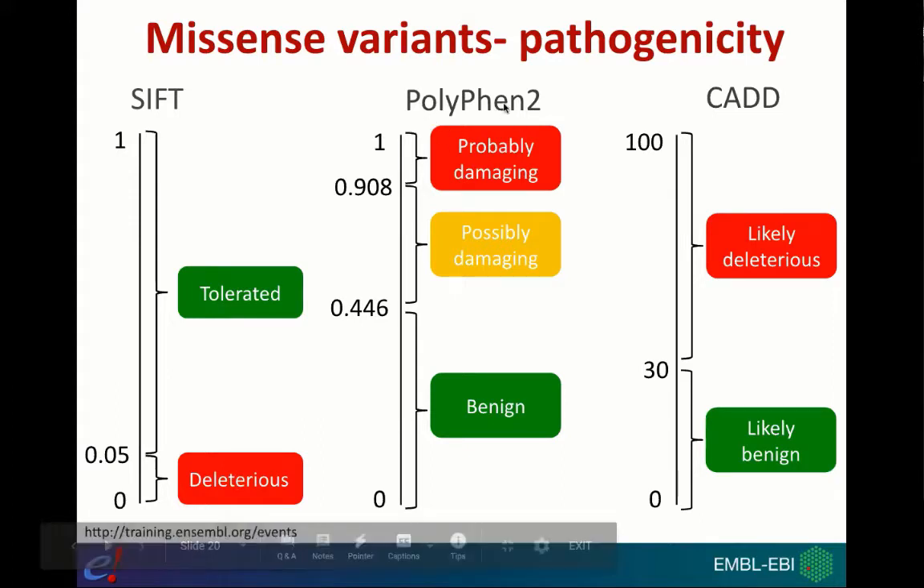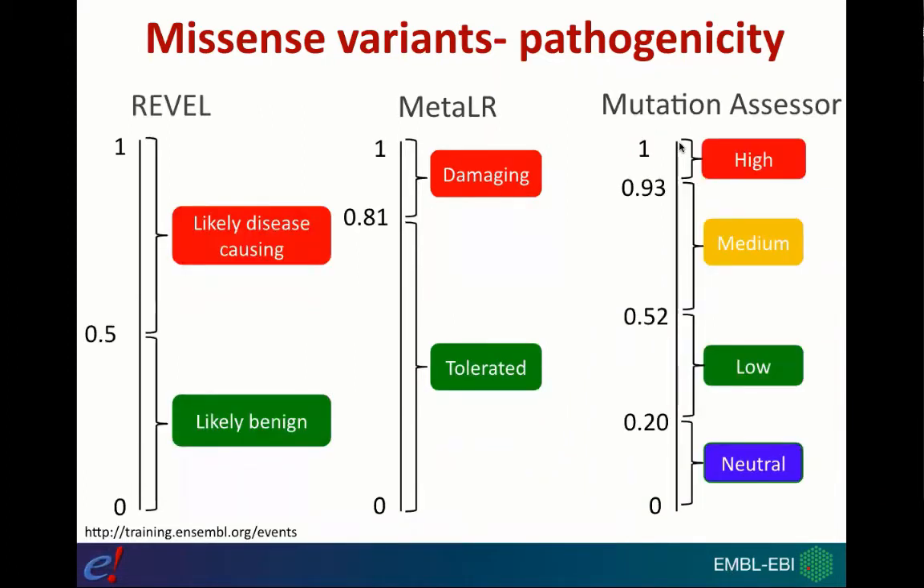For PolyPhen, the opposite is true. A predicted PolyPhen score of 0 suggests that the amino acid substitution will be benign, whereas 1 is more damaging. CADD works on a scale of 0 to 100, with 0 being benign and 100 being likely deleterious. And then we also have REVEL, Meta-LR, and Mutation Assessor as well, which all work on a scale of 0 to 1, with 0 being tolerated or benign, and 1 being more likely to cause disease or damaging to the protein structure and function.